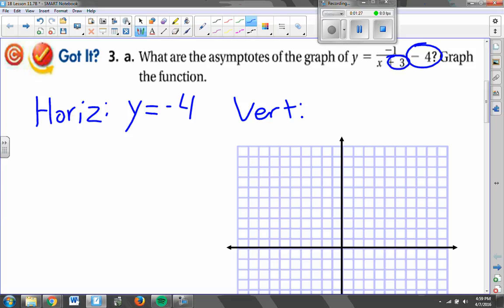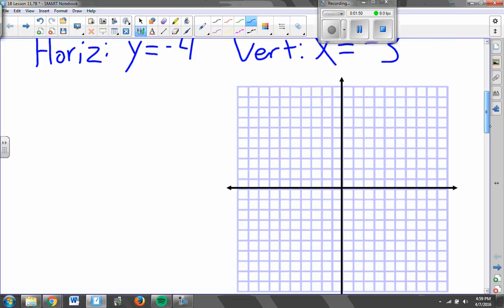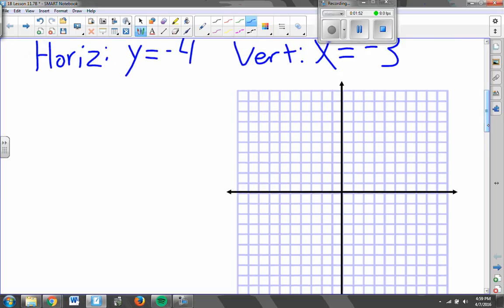Our vertical asymptote is related to this plus 3 right here on the bottom. But remember that plus 3 on the bottom with the x means we're moving to the left. So the vertical asymptote, instead of being x equals 0, is actually now x equals -3 because we have moved left 3. So we flip the sign on that vertical asymptote. So there's my two asymptotes, and I'm going to go ahead and put those on my graph right away, first thing.